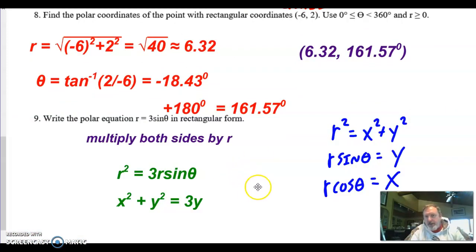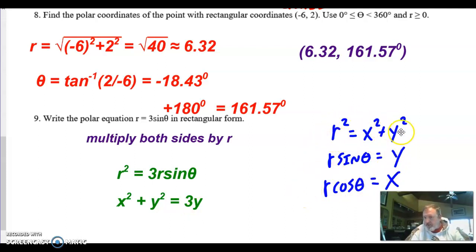Okay, number 9, write the polar equation in rectangular form. So first thing we're going to do here, multiply both sides by r. The reason we do that, by definition, r squared is x squared plus y squared. R sine theta is y. So here are the 3 equations that we asked you to memorize earlier in the chapter.